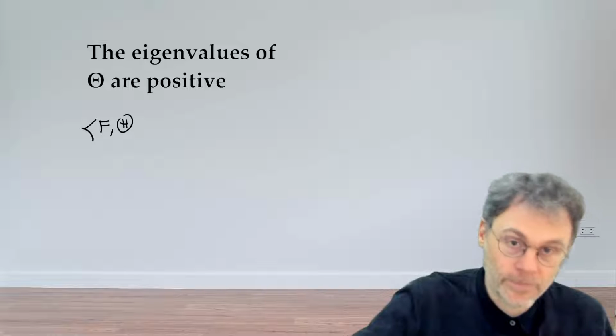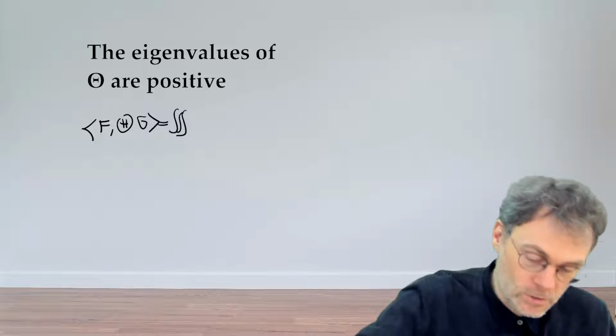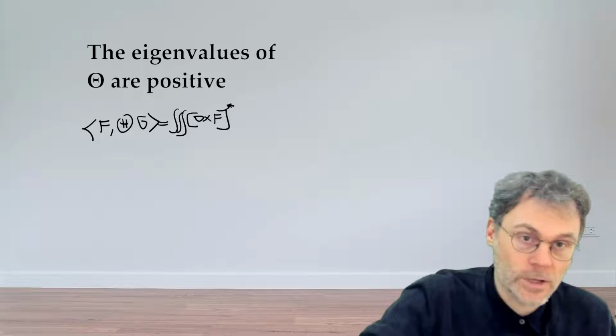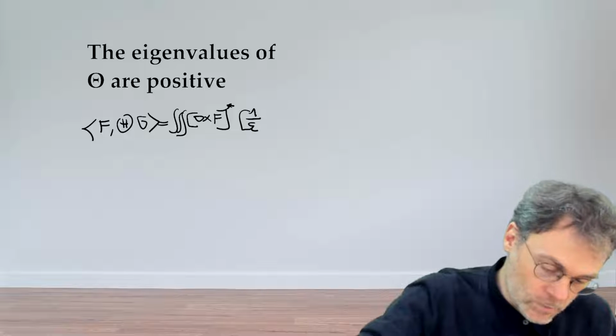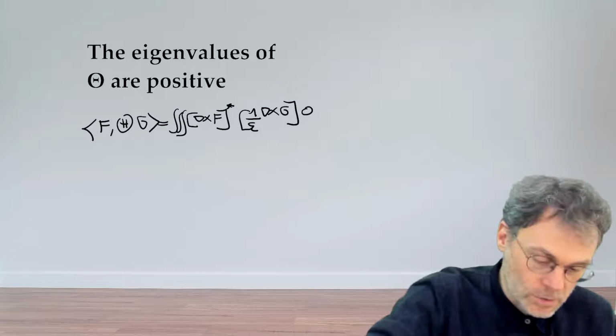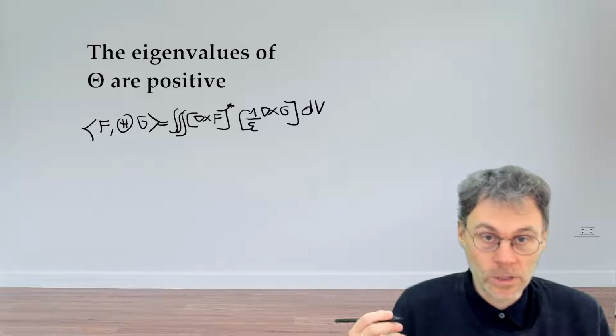We had that f theta of g was equal to the volume integral of the curl of f complex conjugate, and then here we had the following terms integrated out over the volume dv. So this is something we had earlier.